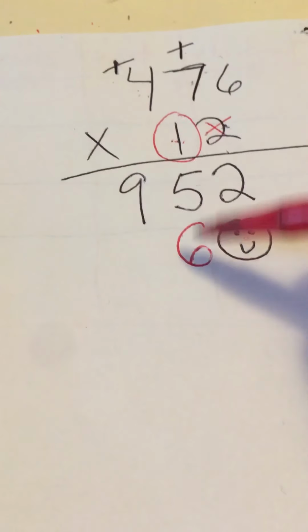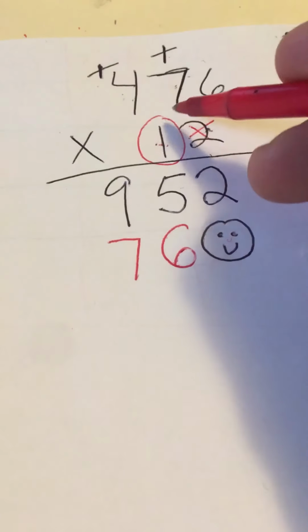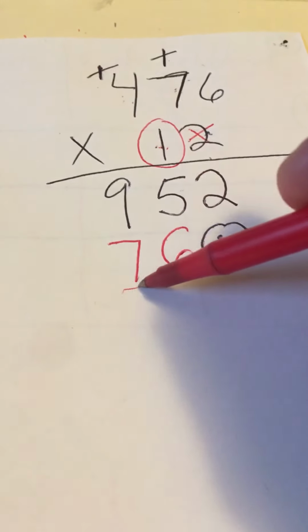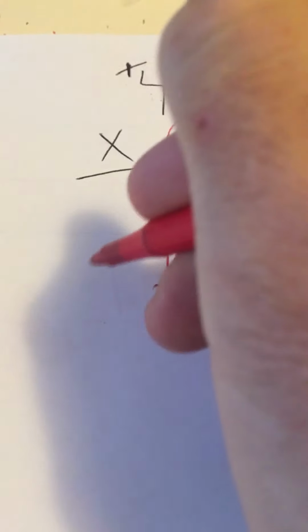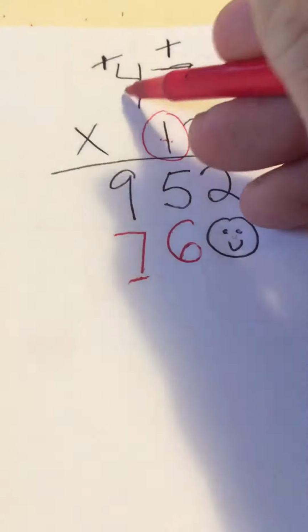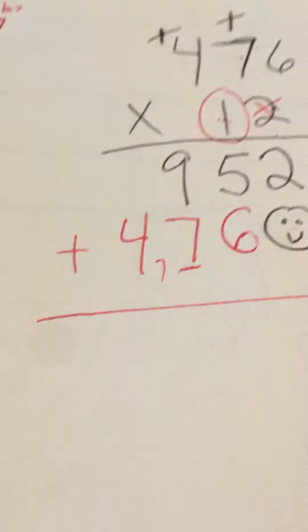Okay, so 1 times 6 is 6, 1 times 7 is 7, but again, it's really 10 times 70, which is 700. That's why it's in the hundreds place. And then 1 times 400 is 400, but it's really 10 times 400, which is why the 4 is actually in the thousands place. Okay, then we add up our 2 partial products.